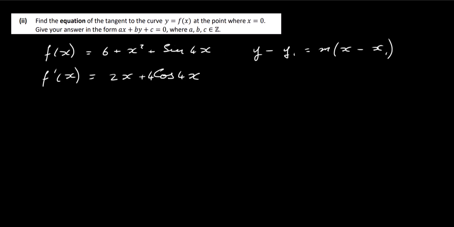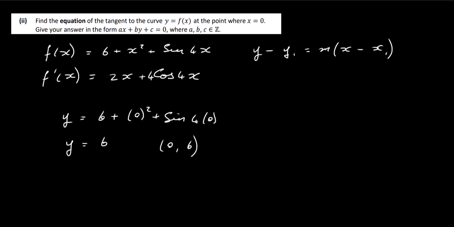We know that x is equal to 0. It's at the point x is equal to 0. So y then is just going to be equal to 6 plus 0 squared plus sine 4 times 0. So that's y is equal to 6 plus 0. And then here we've got the sine of 4 times 0. That's just the sine of 0. The sine of 0 is just 0. So y is just going to be 6. So the point that we're talking about, our x1, y1, is just 0, 6.